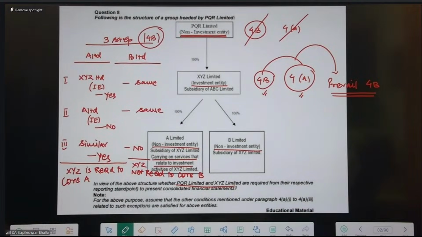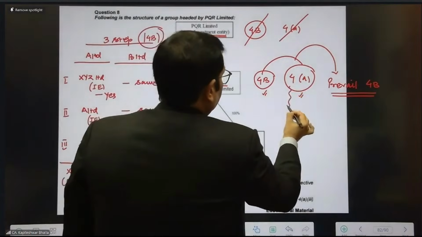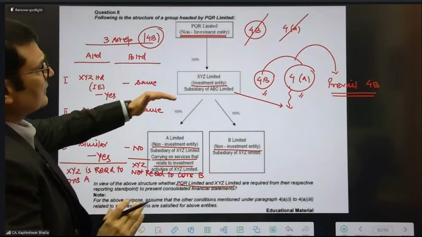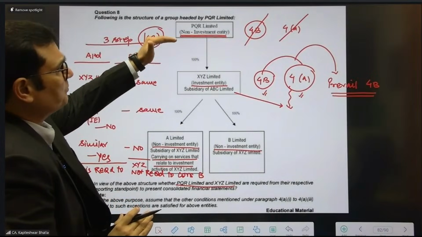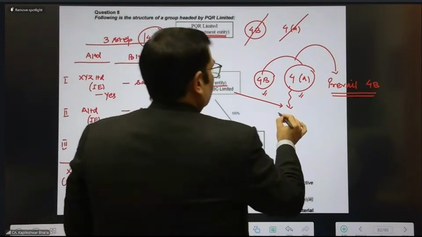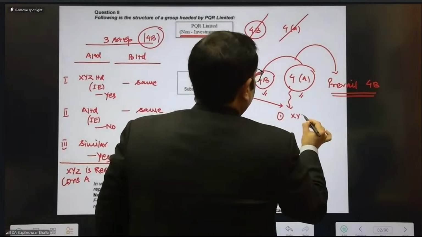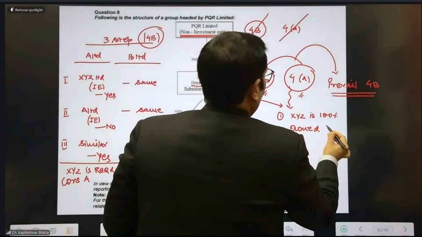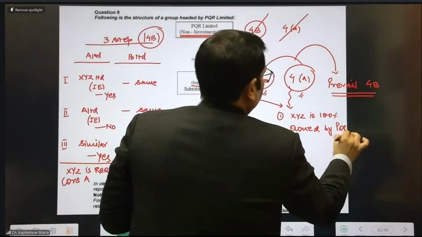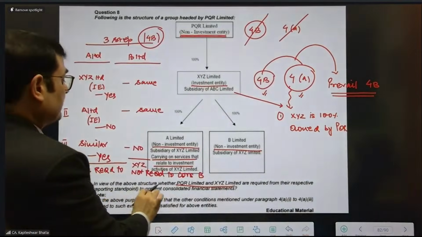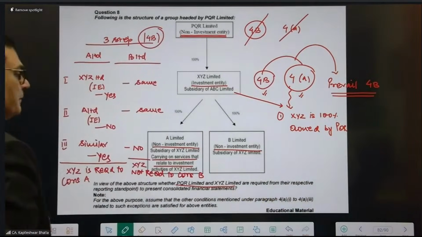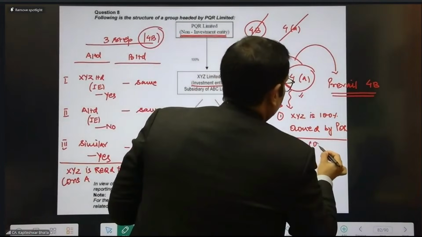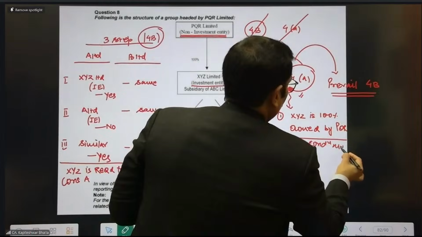Okay, now let's also consider the application of para number 4A as far as company XYZ is concerned. All the conditions are met. Now, is XYZ a wholly owned subsidiary of PQR? Yes, it is. So we can say that XYZ is 100% owned by PQR. And it is very clearly said below, for the purpose, assume that the other conditions mentioned in para 4A are met. So can I say all conditions are met? If all conditions are met, what is the conclusion?